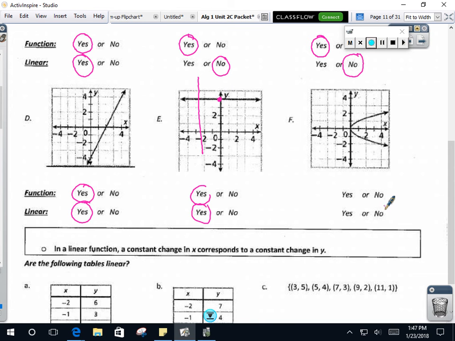Okay, for this one, is it a function? No, it would fail the vertical line test. Is it linear? No. What is the only line that would not be a function? A vertical line. Because the vertical line would hit a vertical line infinitely many times.